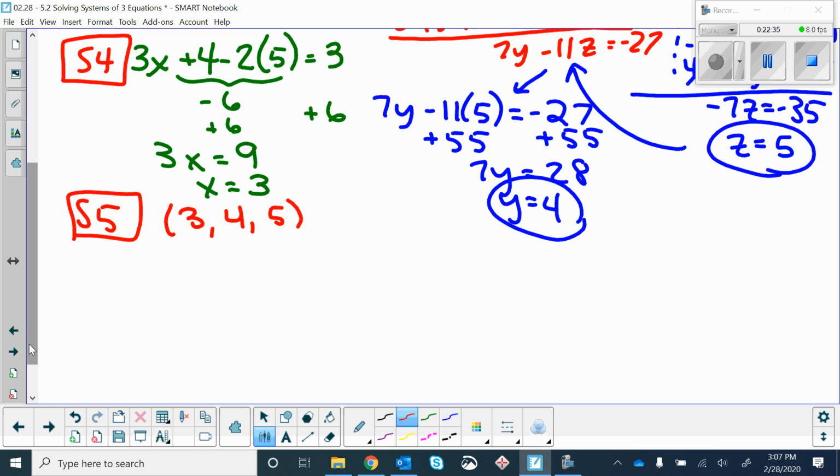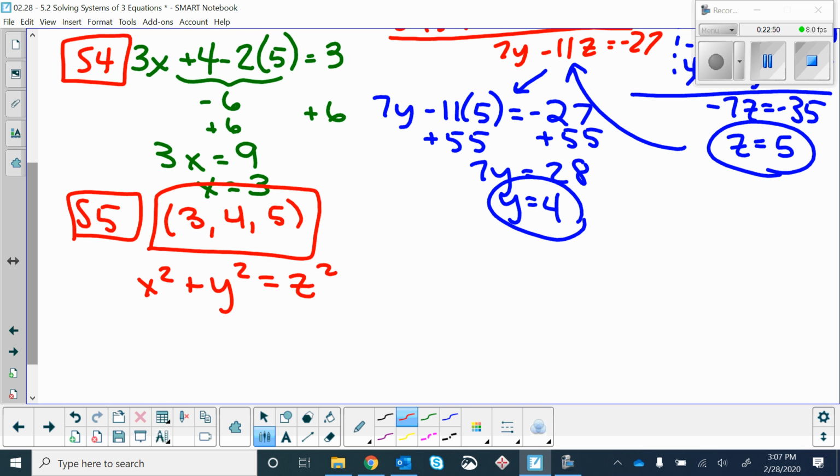And as a little bit of trivia today, this set of numbers, 3, 4, 5, is called a Pythagorean triple because if you put it into the Pythagorean theorem, it would work. 9 plus 16 equals 25.